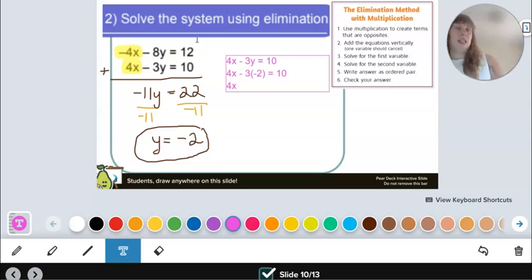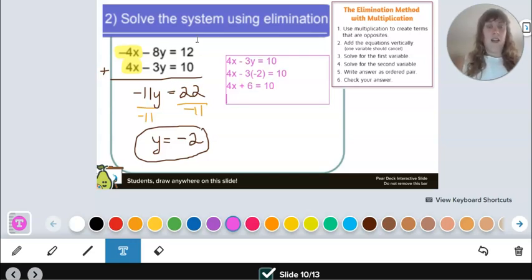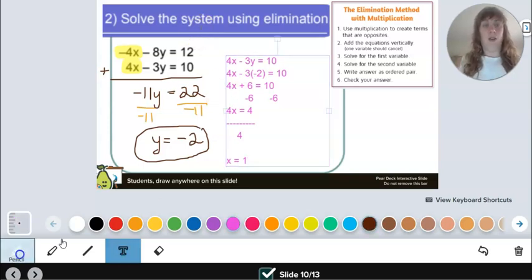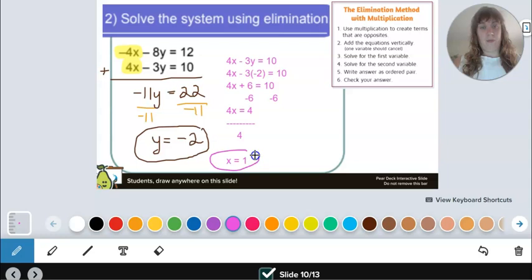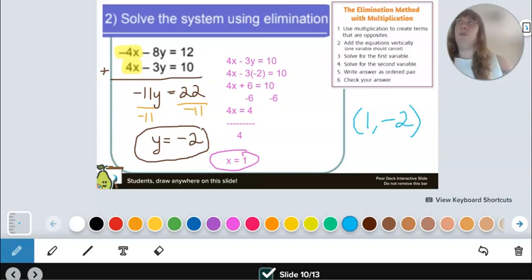Negative 3 times negative 2 is going to get us a positive 6. And then when we subtract 6 on both sides, we get 4x equals 4. And then divide both sides by 4 to get x equals 1. So we have our full coordinate, which is at (1, -2).